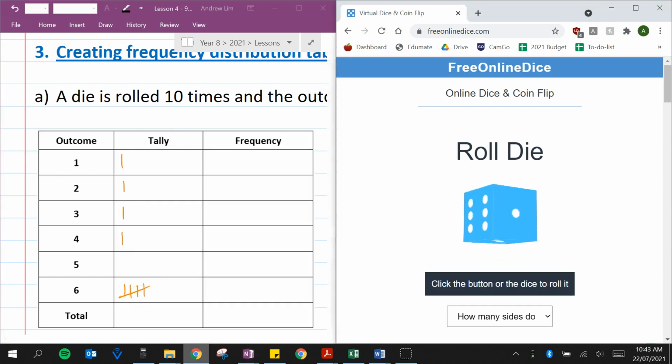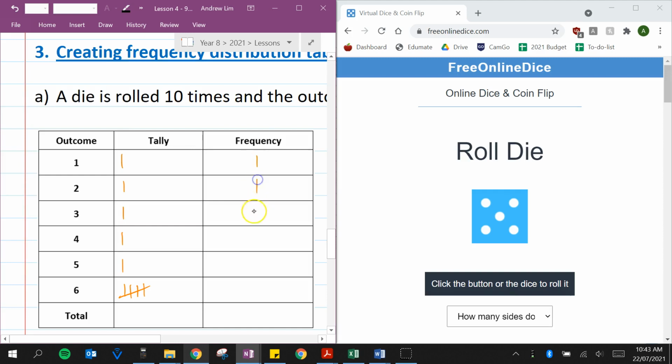We need to roll it one more time. And we finally got a 5. Okay, well, I was not expecting that. But we can see here that the frequency is 1, 1, 1, 1, 1, and 5. So a total of 10 because we rolled it 10 times. And that's it.